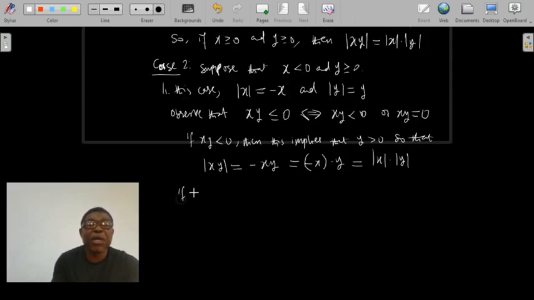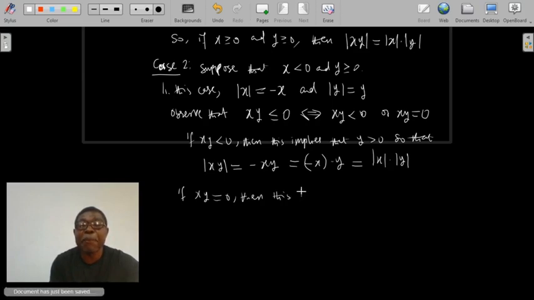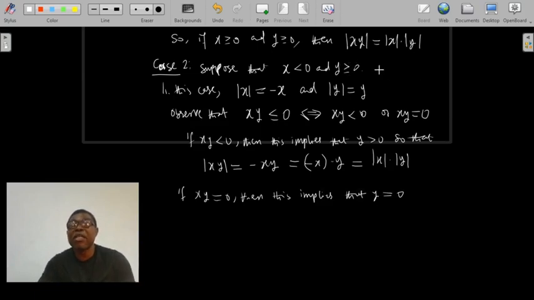If xy equals 0, then the only reason why this will happen is that this implies that y is equal to 0. Remember where I'm getting this from. Remember we are assuming that y is greater or equal to 0. So y greater or equal to 0 means that y is either really greater than 0 or y equals 0.